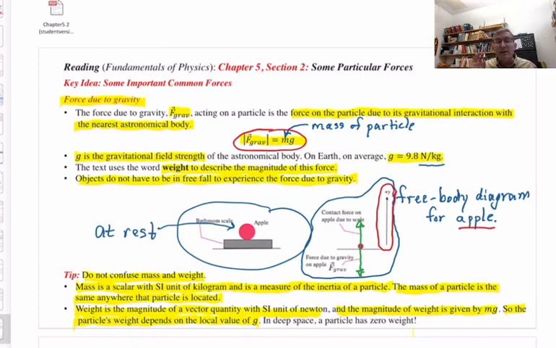In fact, if you're way out in deep space where there is no astronomical body, the gravitational field strength is 0. Therefore, little g is 0. Therefore, the weight of an object out in deep space is 0. But its mass isn't 0. So watch out. Mass and weight are not interchangeable concepts.